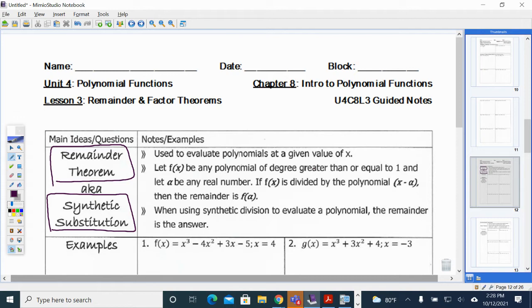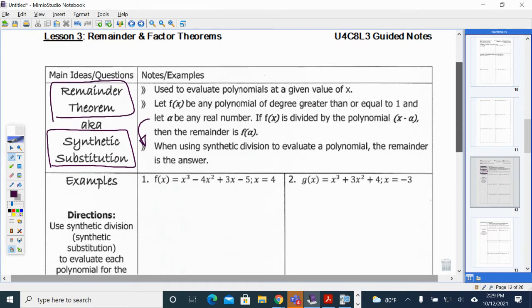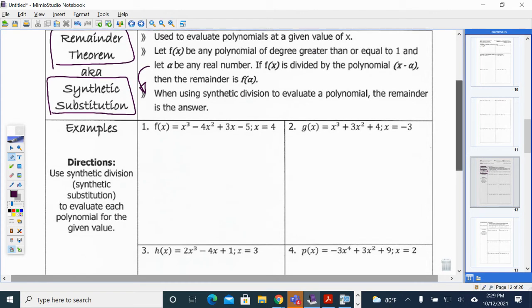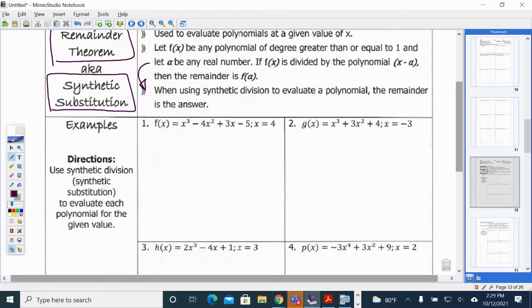So basically all of that just means that when using synthetic division to evaluate a polynomial, the remainder is the answer. So for the remainder theorem, when we use synthetic substitution, the remainder is what we're going to focus on. What is my remainder? Because that's my answer. The directions in these examples tell us to use synthetic division or synthetic substitution to evaluate each polynomial for the given value.